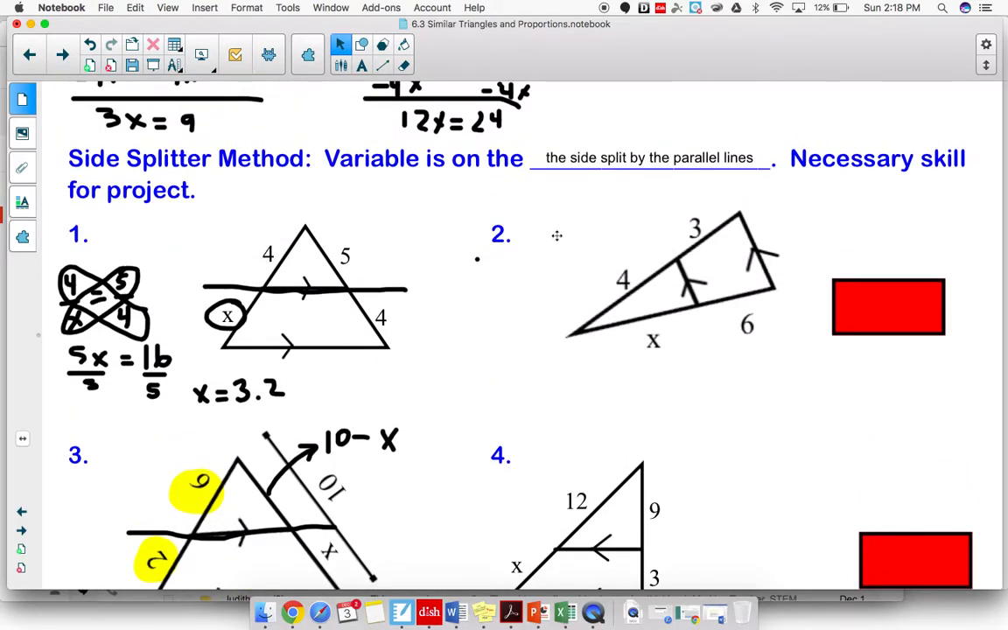Okay. I want you to try number 2 and 4, bring it up to a teacher to get your work checked. Ask questions when you have them, and then we'll see you back for the next last part.